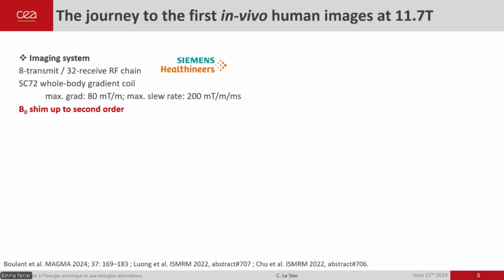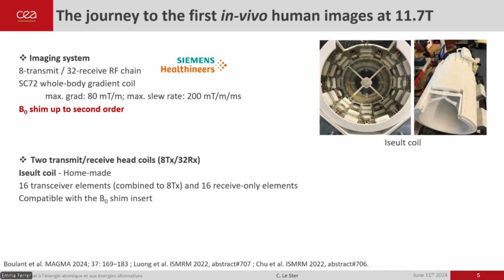As I just told you, the imaging system is from Siemens. We have a transmit 32 receive RF chain. The gradient coil is the SE72 whole body gradient. And we have a Bezier scheme up to the second order. I'll come back to that later also. We currently have 2 PTX coils.